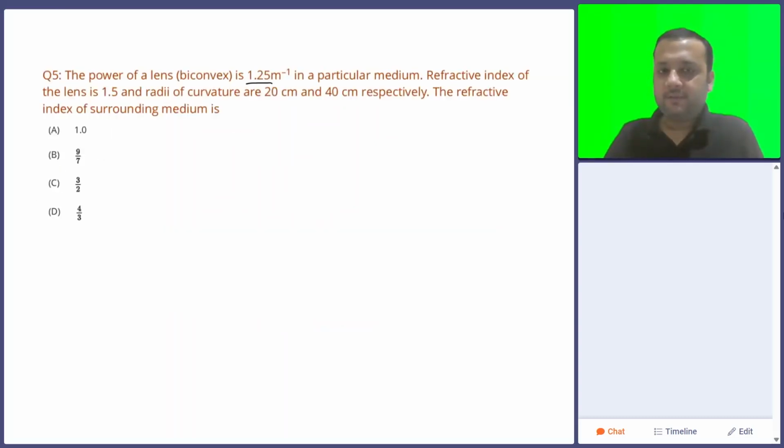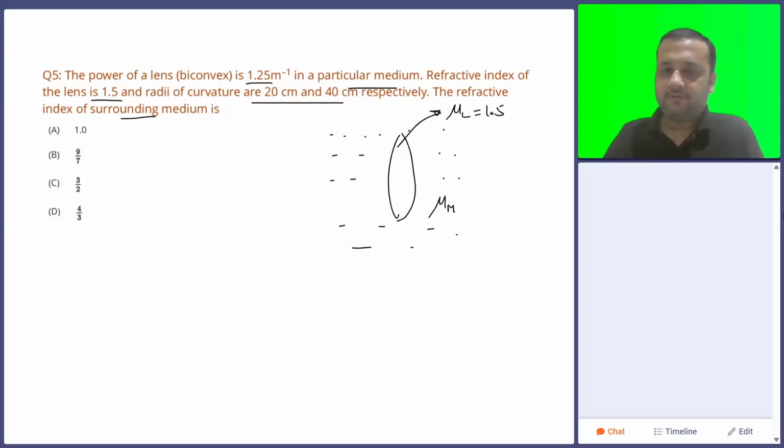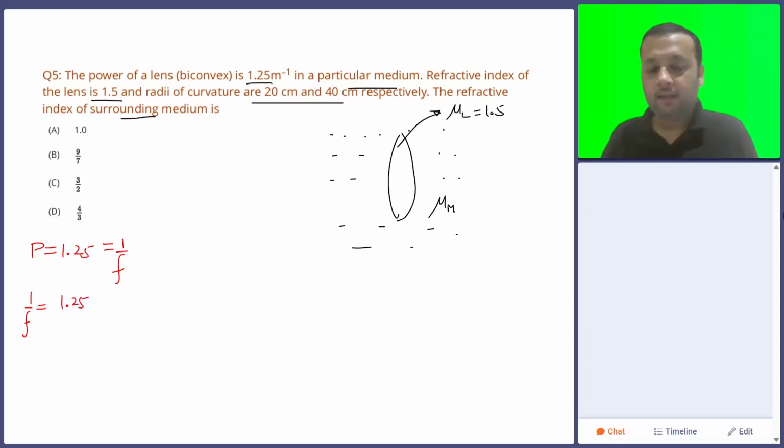The power of a lens is 1.25 in a particular medium. The refractive index of the lens is 1.5, and the radii of curvature of the two surfaces are 20 and 40. We have to find the refractive index of the medium. So basically, imagine that this lens is kept in some medium of refractive index mu medium, and the refractive index of the lens is mu l equals 1.5. Now the power is given as 1.25 per meter, basically. So that is equal to 1 upon focal length. So that means 1 upon focal length is 1.25, right?